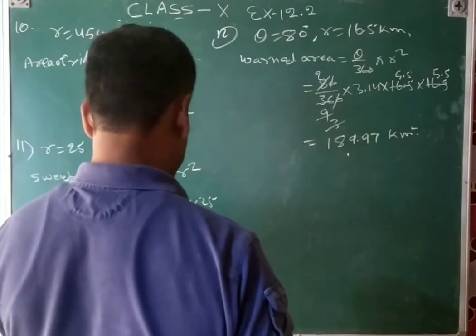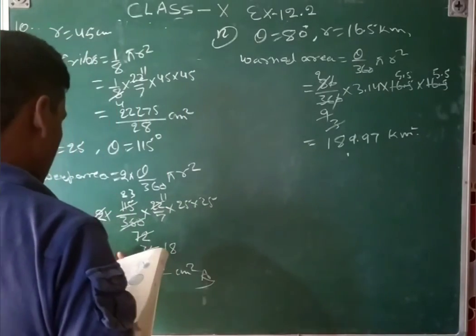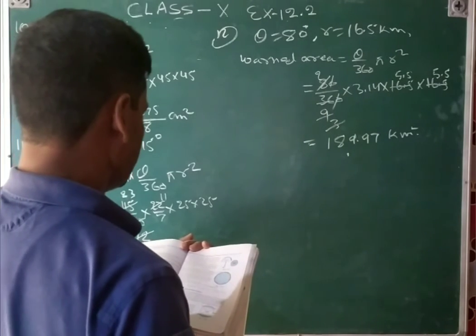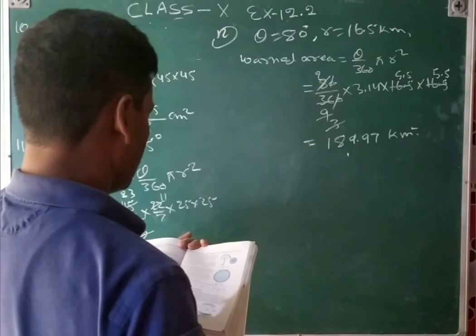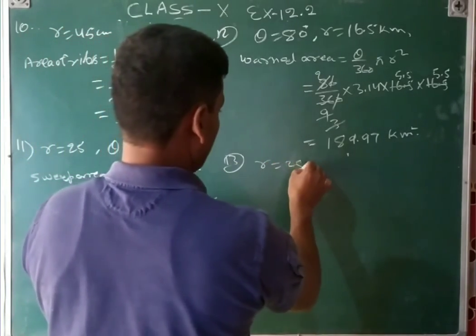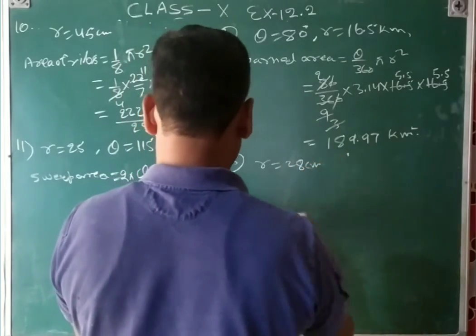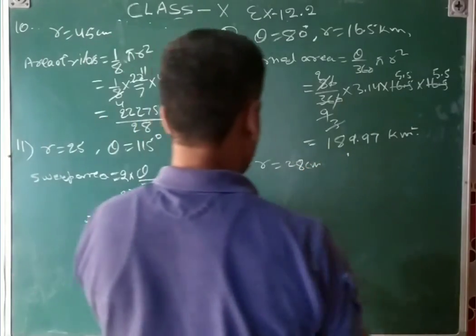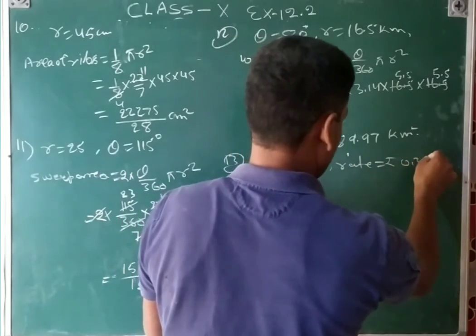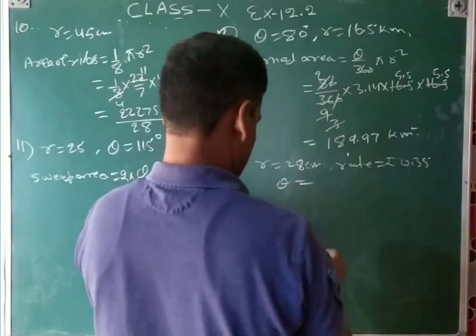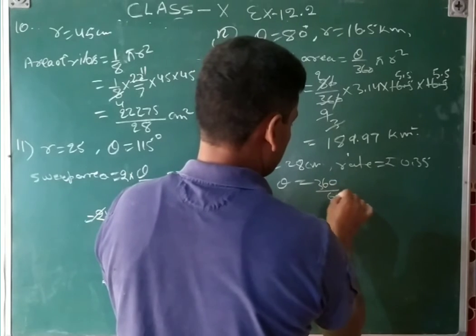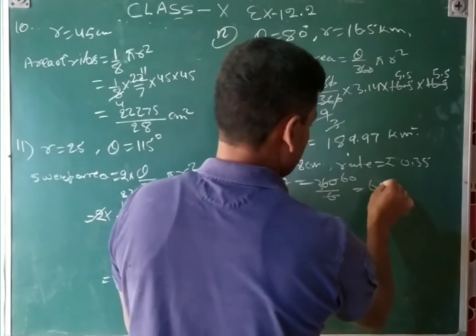And then the 13th question: a round table cover has 6 equal designs. If the radius of the cover is 28, so R is equal to 28 centimeter, and the cost of the making rate is equal to rupees 0.35. So theta will be, how many are there? 6. So that is 360 upon 6, 6 6 ja, that is 60 degree.